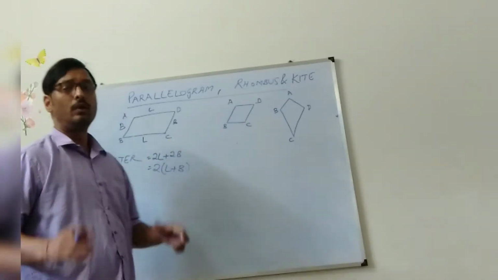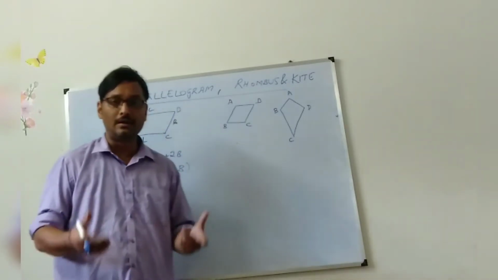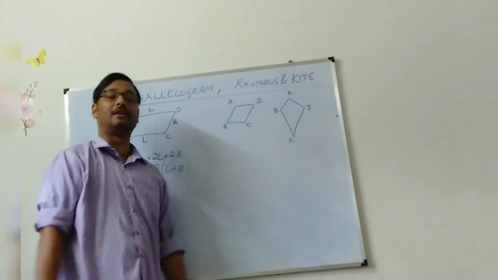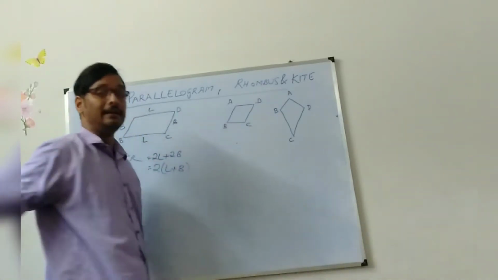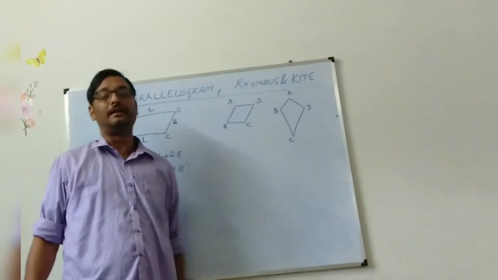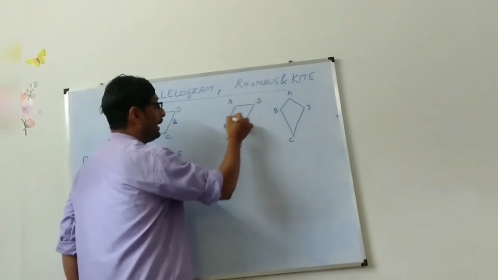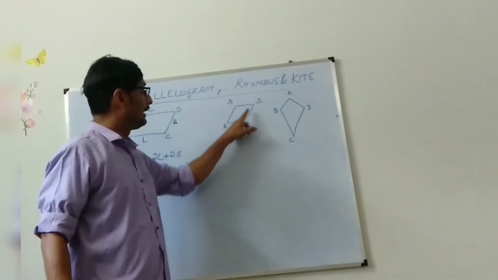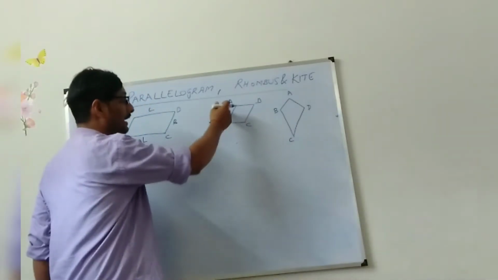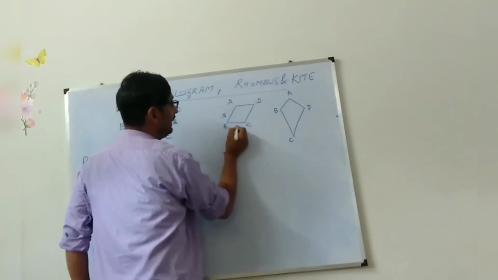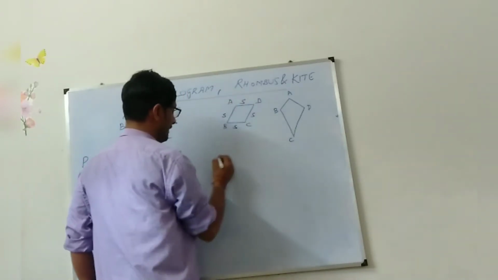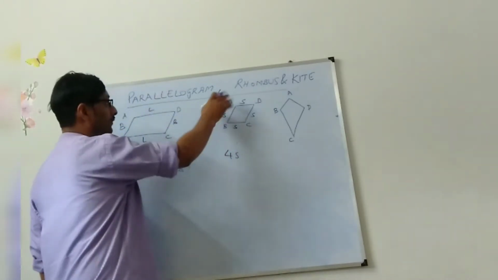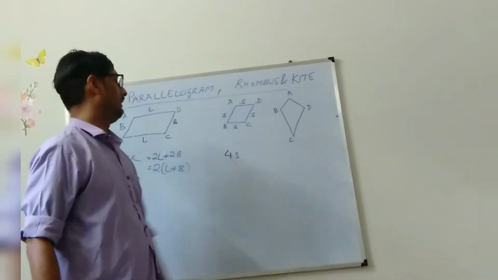Now the rhombus. What is a rhombus? A rhombus is a quadrilateral whose all sides are equal, like a square. In a square also all sides are equal. In a rhombus, no angles are 90 degrees, whereas in a square all angles are 90 degrees, and the diagonals bisect each other at 90 degrees. So the only difference is that no angles are 90 degrees. In this case, all the sides are equal. If this is S, this is S, this is S, this is S, how many sides are there? 4 sides. So the perimeter of a rhombus is 4 into side.